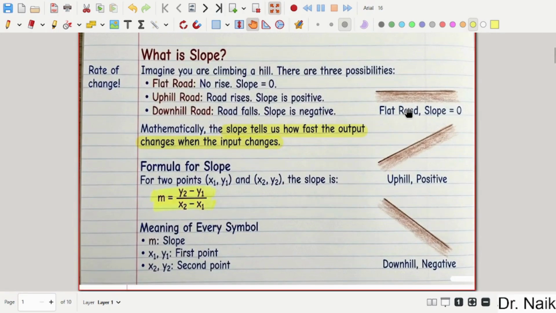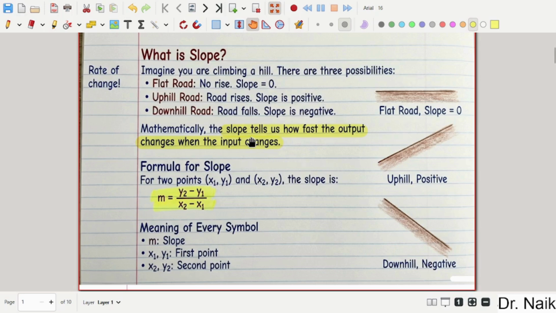What is a slope? Imagine you are climbing a hill. There are three possibilities. First, a flat road, that is no rise, so the slope is 0. Uphill road, then the road rises, so the slope is positive. Or there may be a downhill road, that means the road falls, so the slope is negative.